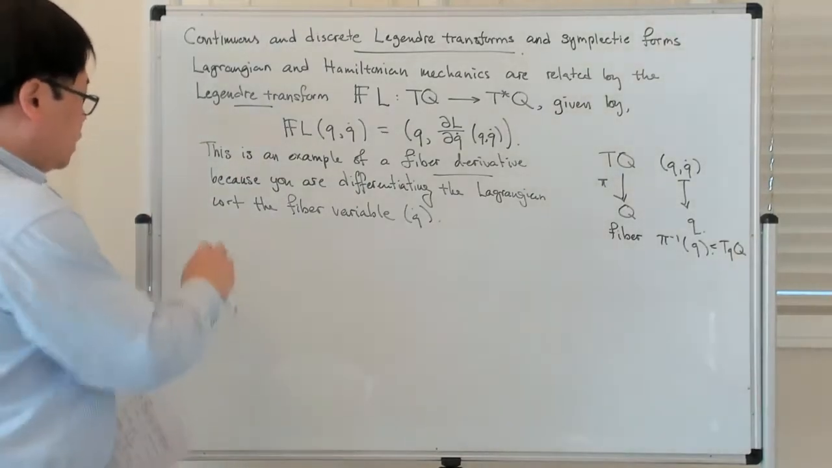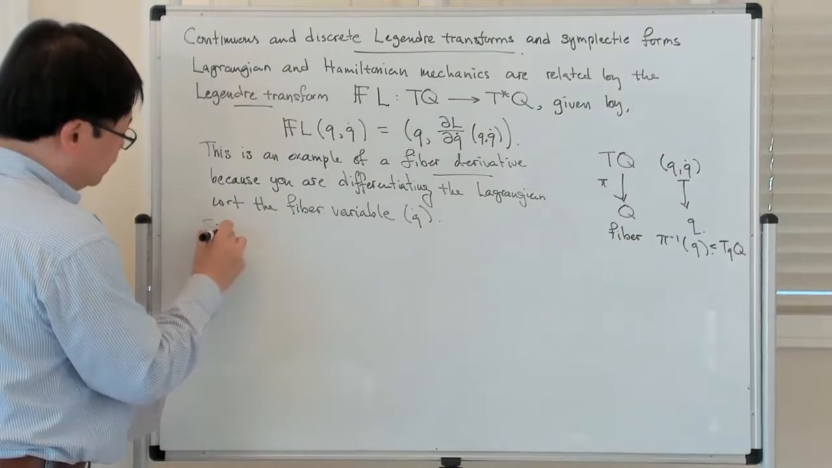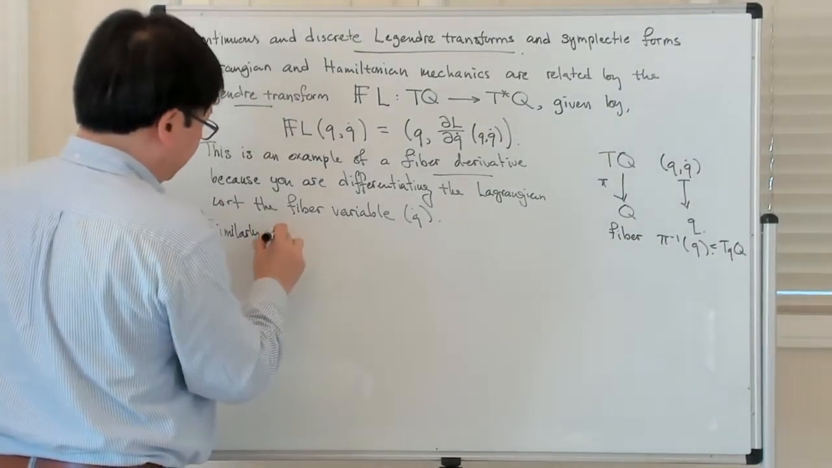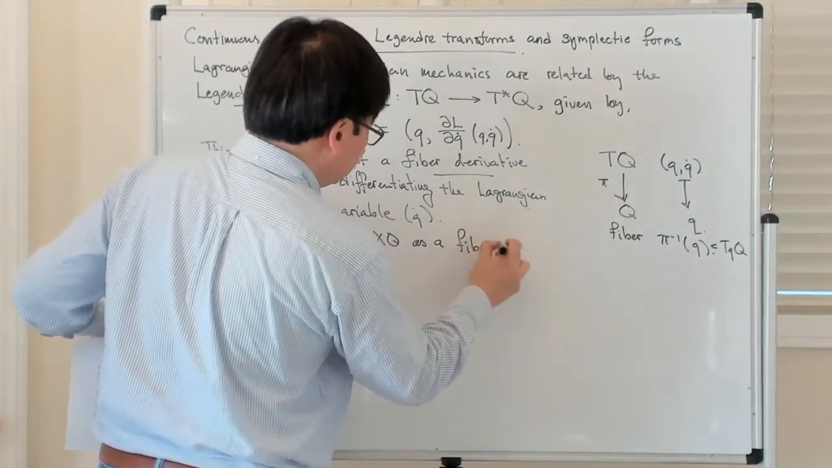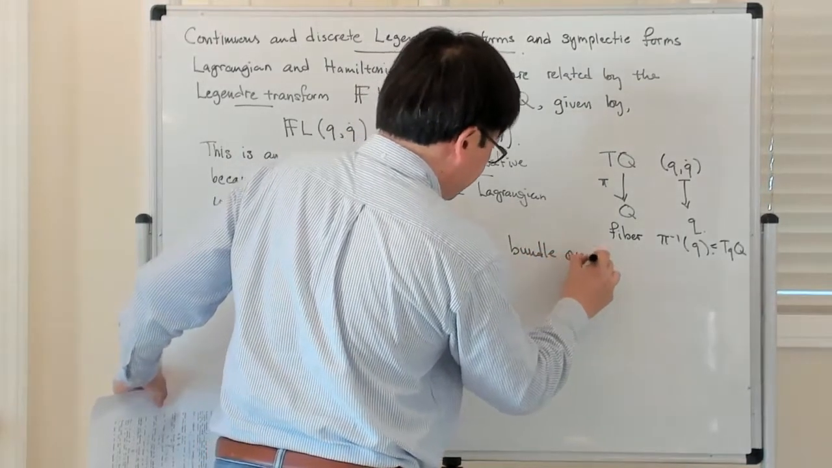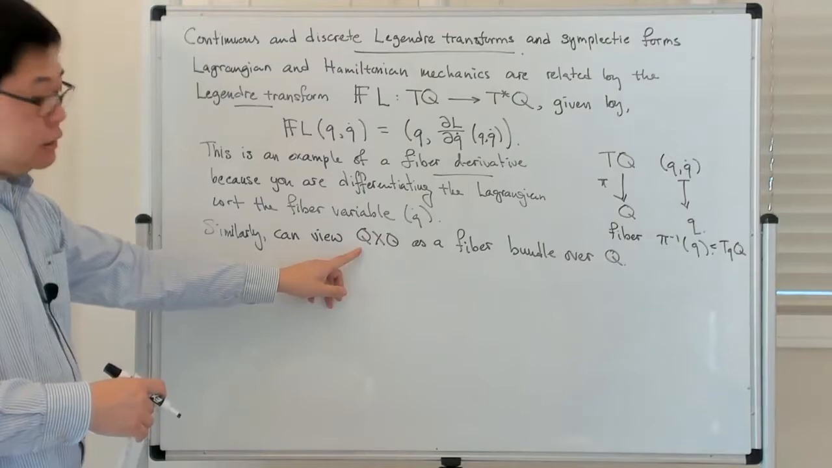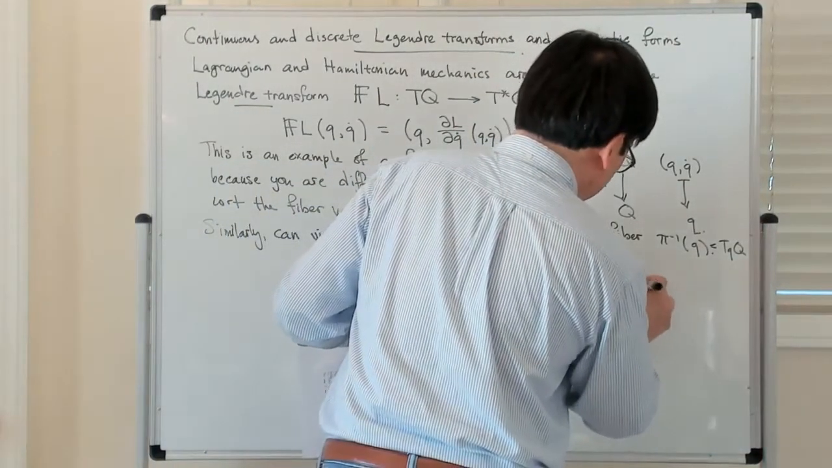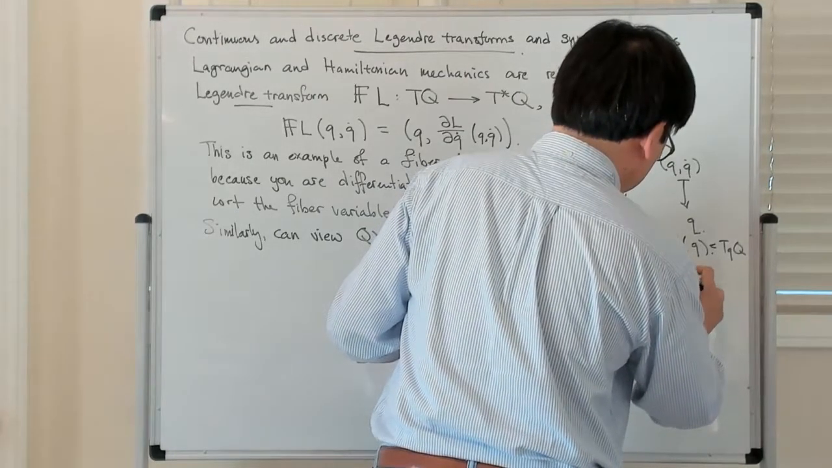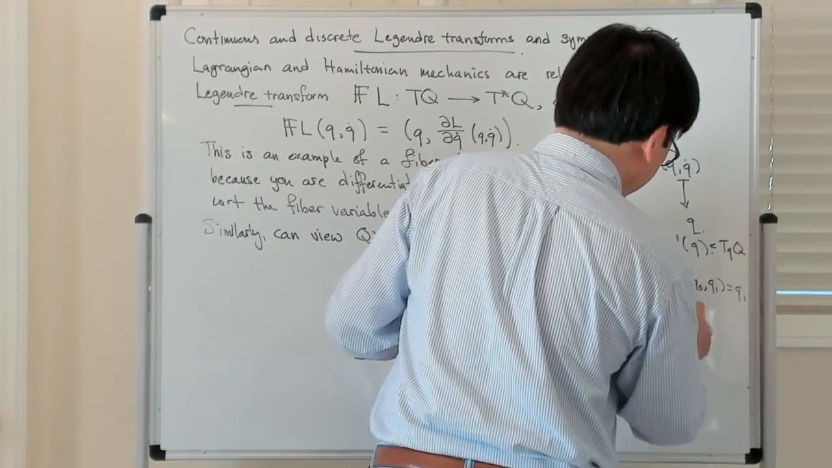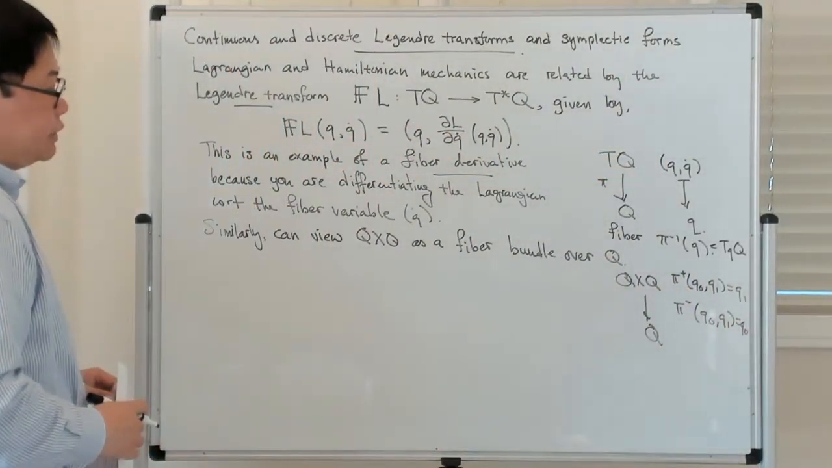Anyhow, let's look now at the discrete case. Similarly, you can view Q cross Q as a fiber bundle over Q. But now you have a choice, because there are two ways to do the projection: you can view either the first slot or the second slot as the base variable. You could have Q cross Q projected onto Q with pi plus, which takes q0, q1 and gives me q1, or pi minus, which takes q0, q1 and gives me q0. So there are two ways of defining these projections.